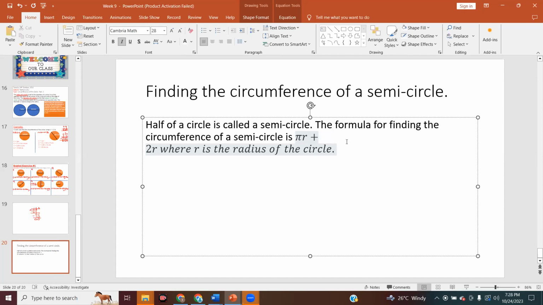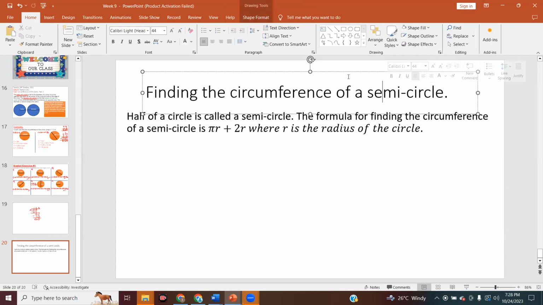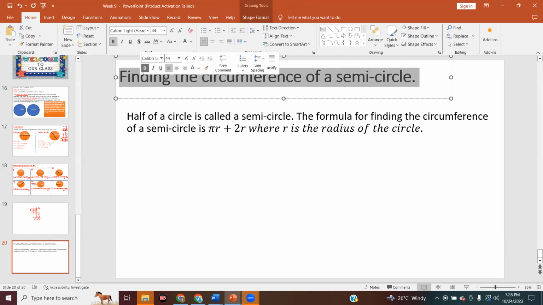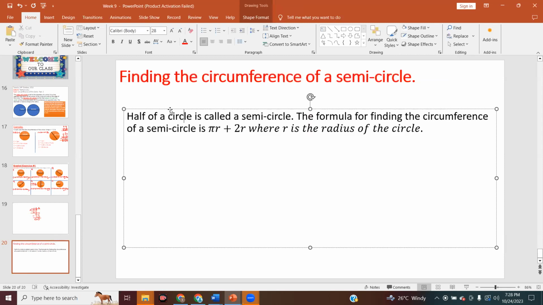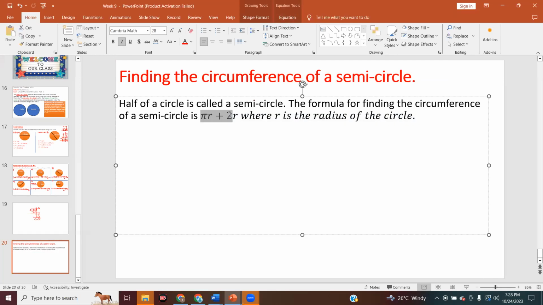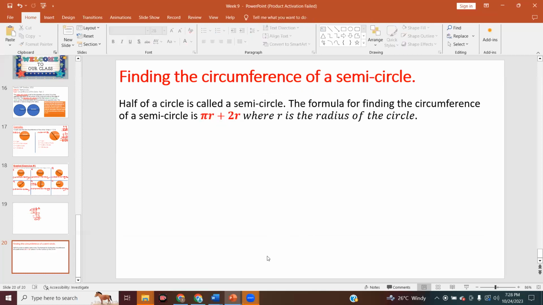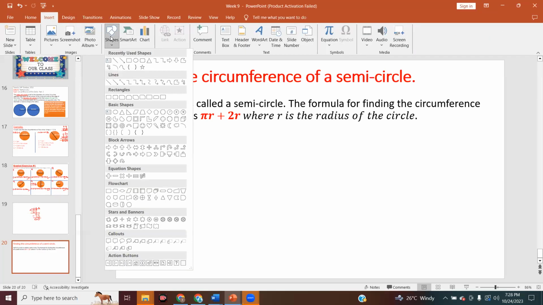All right, so let's do an example. Again, a semicircle is half of a circle. So in the exam, if they ask you to find the circumference of half of a circle, you will know what to do. Half of a circle is a semicircle, and the formula for finding the circumference of a semicircle is pi r plus 2r, or basically pi r plus d. So let's do an example.